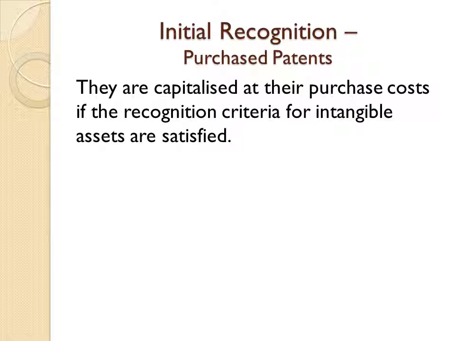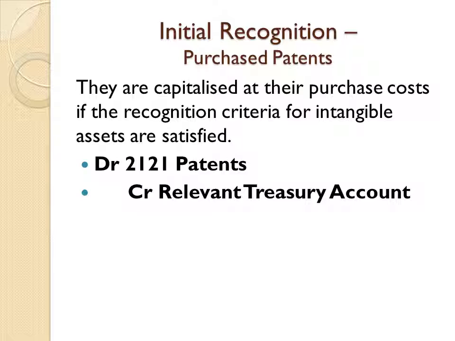So if it's highly probable that future economic benefits are going to flow to the entity due to the patent that the entity has purchased, and that the cost can be reliably measured, then the patent can be recognized as an asset in the financial statements of the entity. In this case, the double entry will be to first debit account 2121 patents, and secondly credit the relevant treasury account: if it was paid through cash, maybe account 571, or if it was paid through bank, maybe account 52. Why not even account 481 if it was purchased on credit?